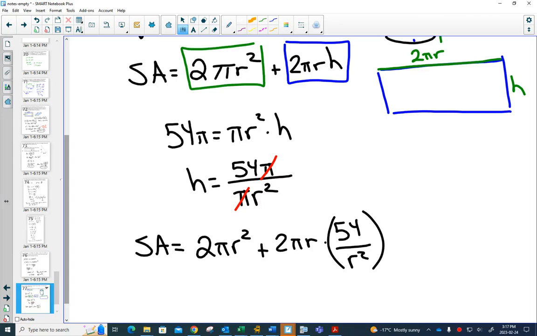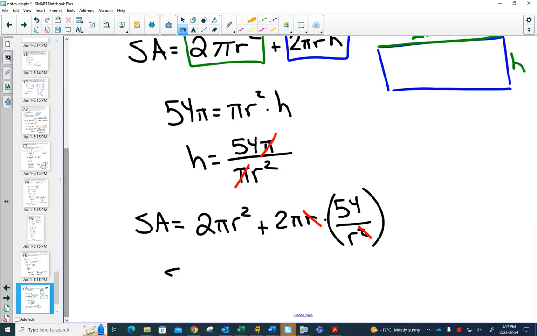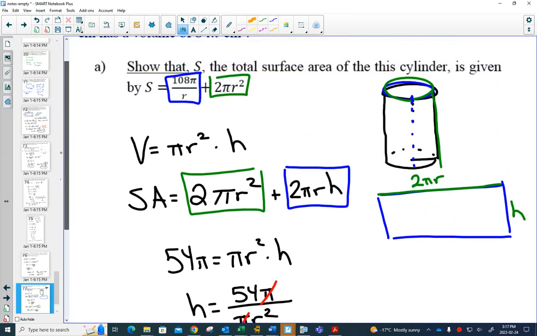One of the r's on the bottom is going to cancel out with that r. Times 2, there's our 108 pi, and we're left with an r on the bottom. Is that what we wanted to show? Yes.